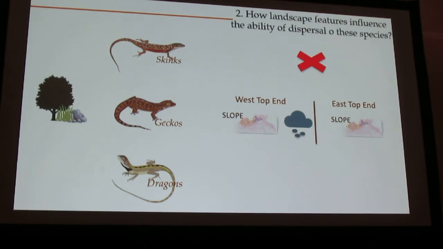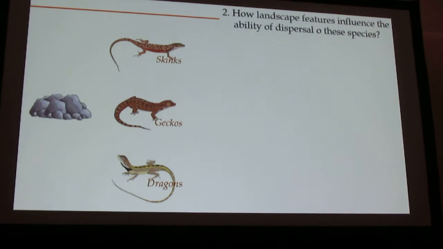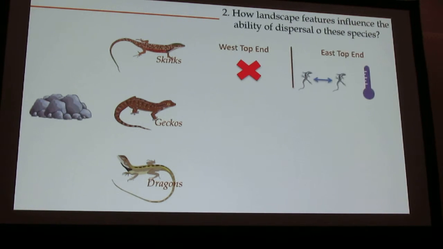For the geckos, we saw that topography was limiting the gene flow in both west and east Top End, and precipitation in the west Top End. And for the dragons, in the east Top End, and just in the west Top End, we could see the Euclidean distance and the temperature as limiting their dispersal. If you look at the specialist ones, we can see that in the west Top End for skinks, it still continues to be linked to gene flow, while in the east Top End we have the isolation by distance, the Euclidean distance and the temperature as limiting.